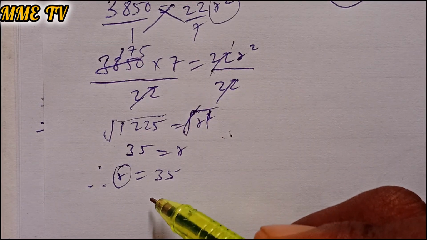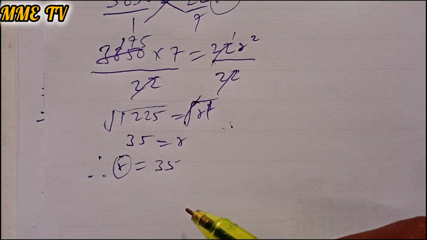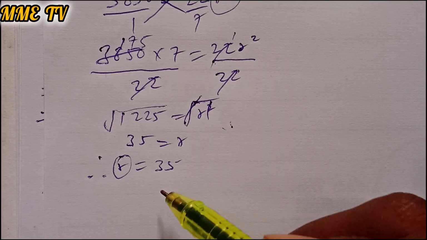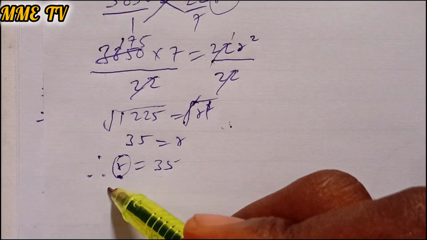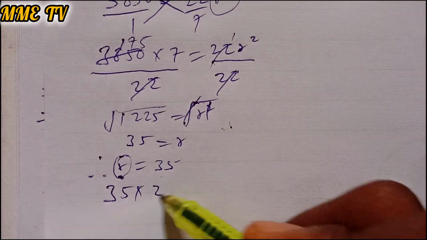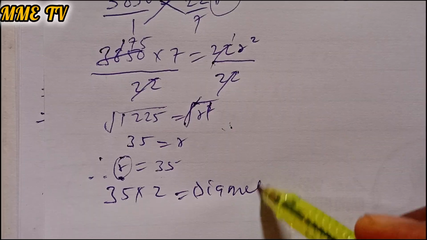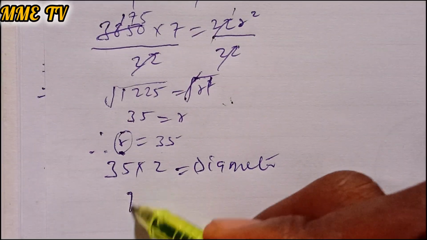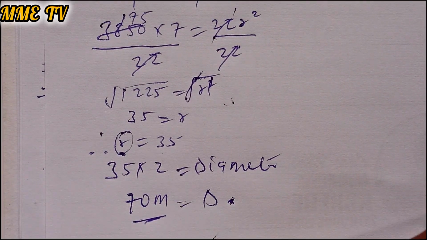Then what do we do now? Because if you recall the question asked to us, they said, what is the diameter of a circle of area 3850 meters raised to the power of 2? Now that I've gotten my radius to be 35, I will go on to say 35 multiplied by 2. Why am I multiplying by 2? To find my diameter. So 35 times 2 is going to be 70 meters, which is my diameter, which is what I'm looking for.